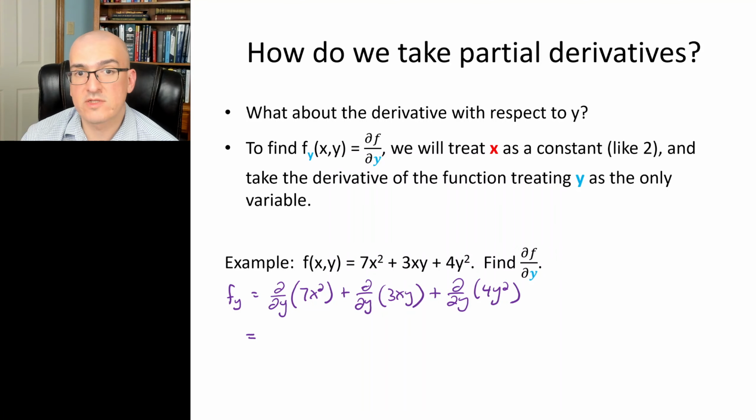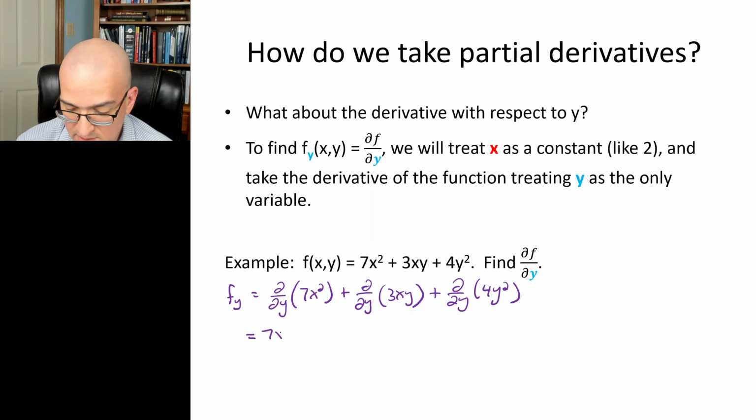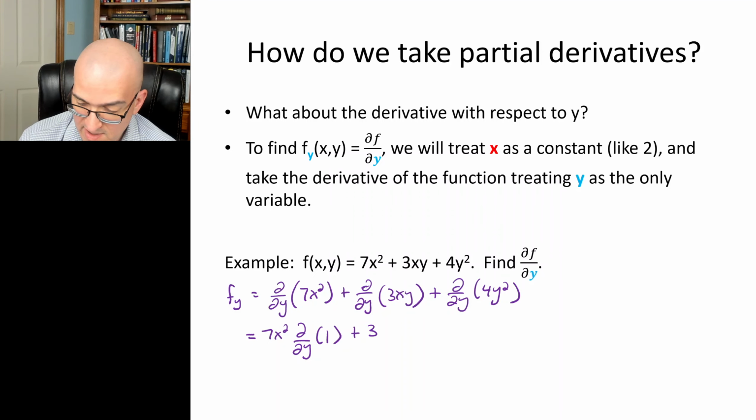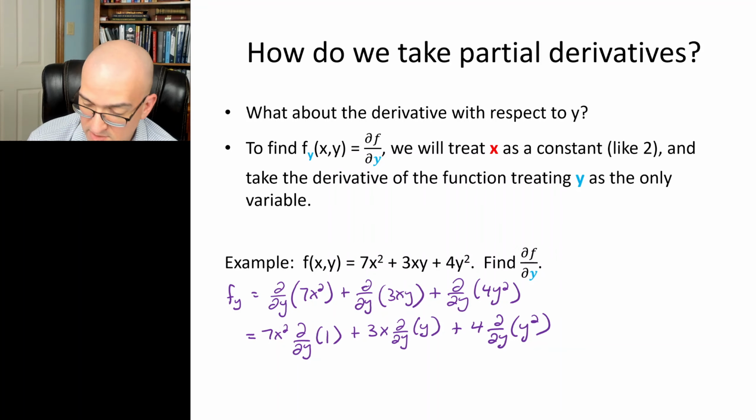I'm going to take the constant stuff out, the 7x squared. And we have the y derivative, d/dy of 1, what's left over, plus I'm going to take the 3x out this time. Now we have the y derivative of y to the power of 1. And then I can take the 4 out, but the y squared has to stay, because y is the variable now, not the constant. And now let's take the derivative of all these pieces.